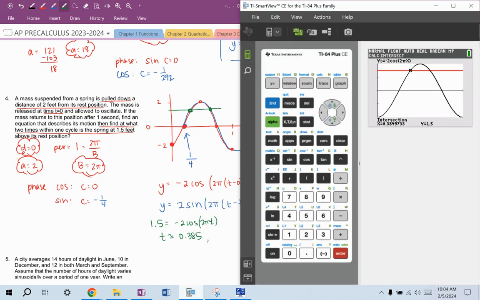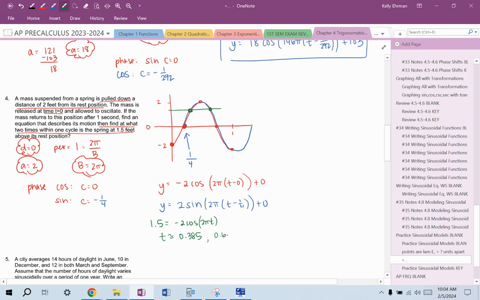And the other time is 0.615. And those would be labeled in seconds. Those are the 2 times where the height of the spring is at 1.5 feet.